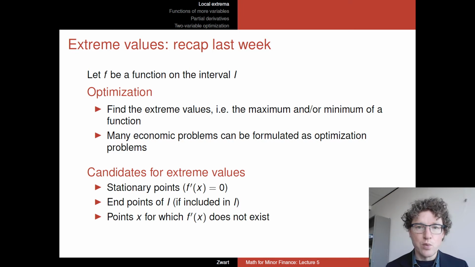And what we saw there was that what you would typically do is you look at candidate values for the extreme values, and those candidate values included the stationary points. The stationary point is a point where the derivative of this function is going to be zero. Other candidate points are the endpoints of the interval, at least if they are included in this interval I. So if this I is indeed closed on that side that you're looking at. And finally, there might be points at which the derivative does not exist. So it might be this kink in this function, and that might also be a maximum or a minimum.